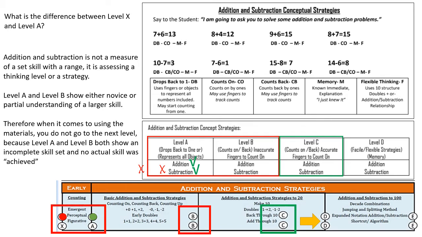So in summary, we'll go over this on the next one. If they test at level A or B, you're still going to use level A and level B instructional materials with them. If they score level C, that means they can count on, they can do everything, and we'll immediately start working at level D. We'll go over this on the next slide as well.